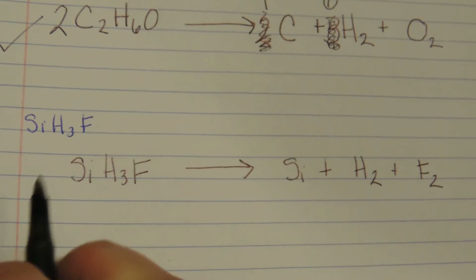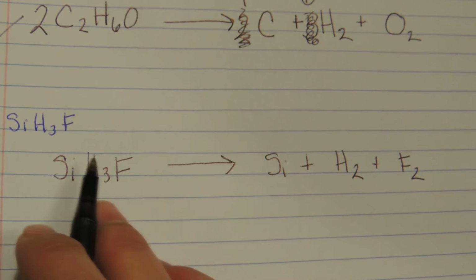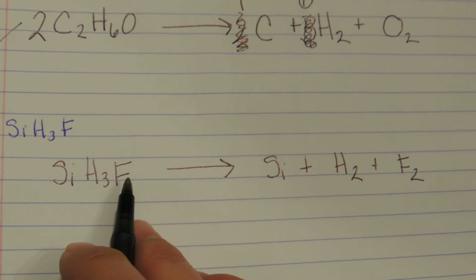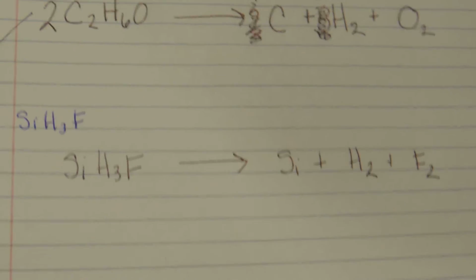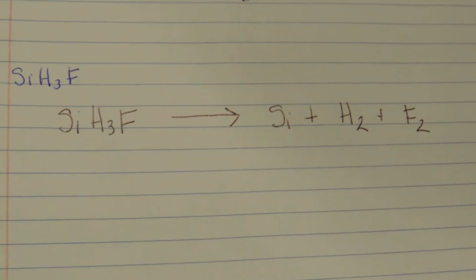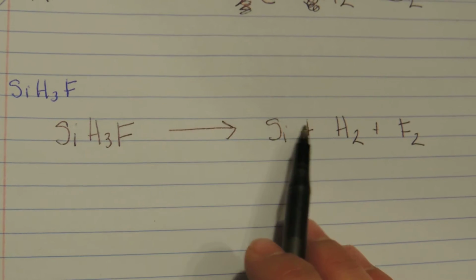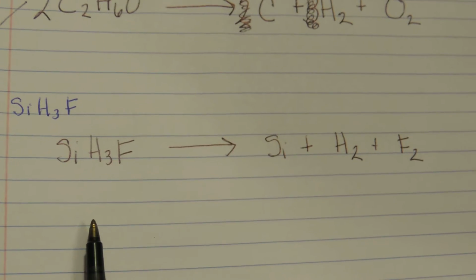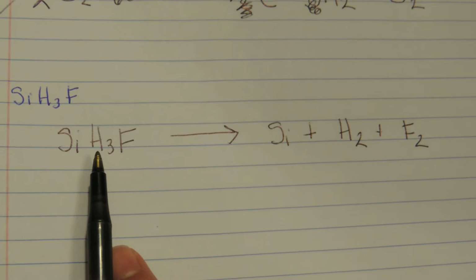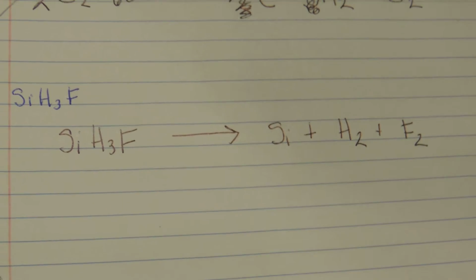Okay, so I've taken my compound. I've said, okay, what are the elements that make it up? Si, H, and F. I've taken into account diatomic elements. Now it's time to balance it. I'm going to start with Si. So there's 1 and 1, so I'm good. Now let's look at H. Okay, so I've got 3 H's here and 2 H's here.